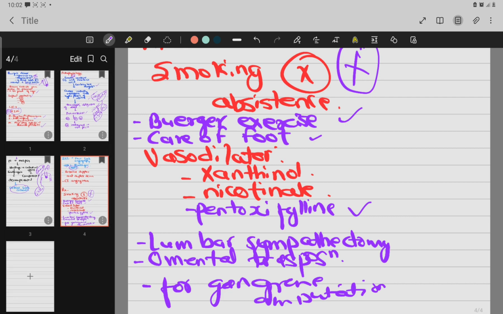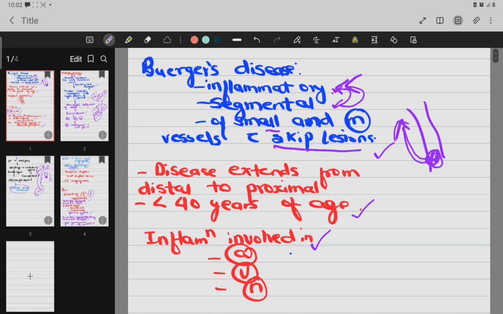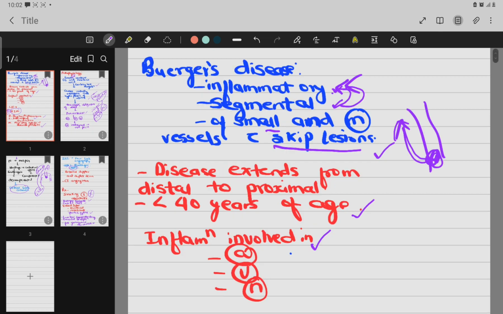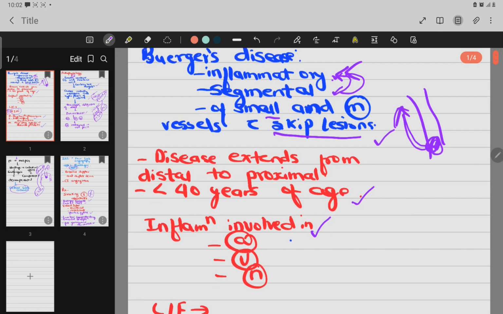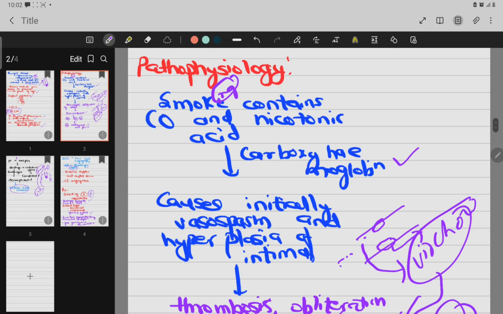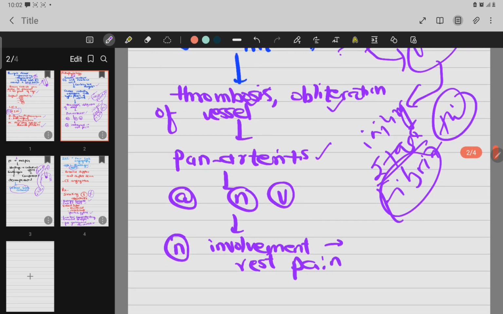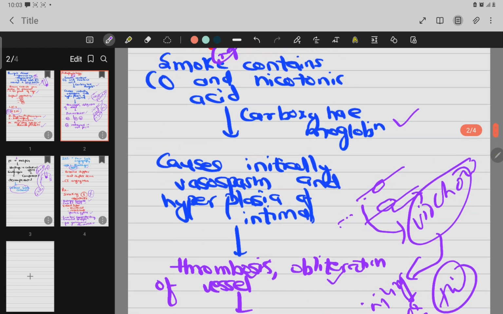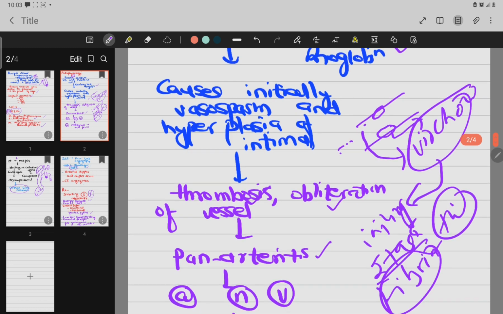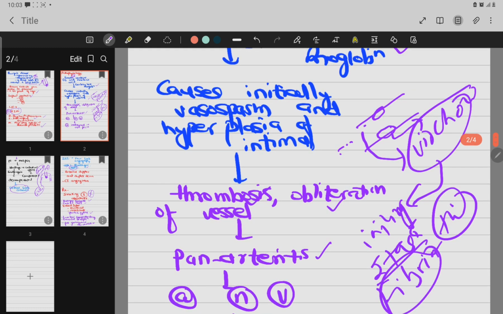Buerger disease involves medium and small sized vessels. It occurs in the population less than 40 years of age. There is a triad called RIM: Raynaud's phenomenon, intermittent claudication, and migratory superficial thrombophlebitis. The main pathophysiology depends upon carboxyhemoglobin, due to carbon monoxide and nicotinic acid. Lastly there are compensated and decompensated states. In the decompensated state there is critical limb ischemia.